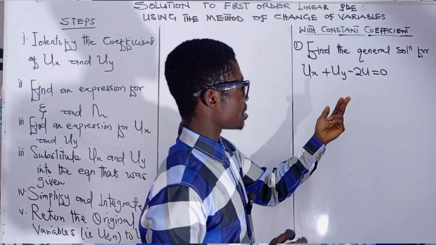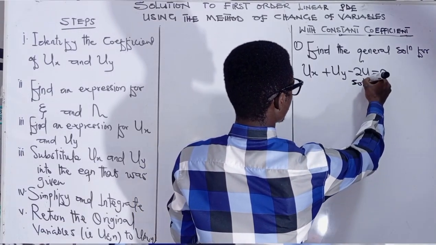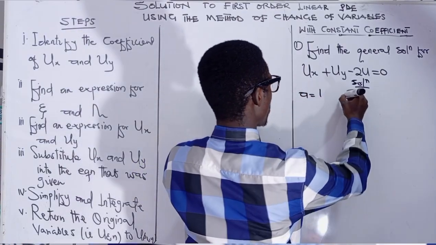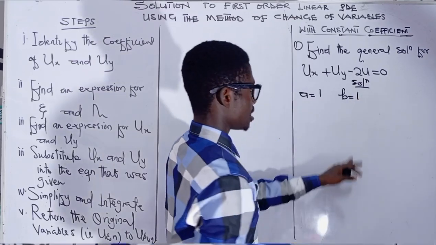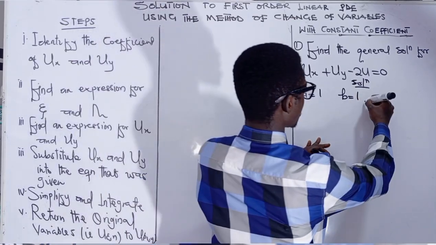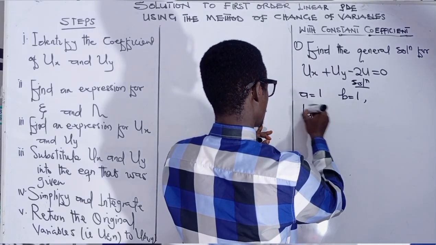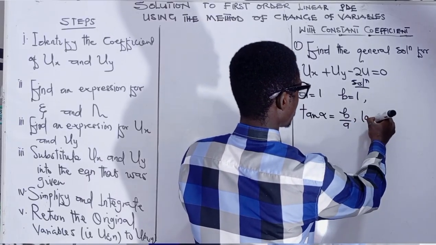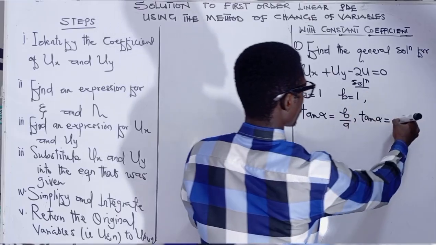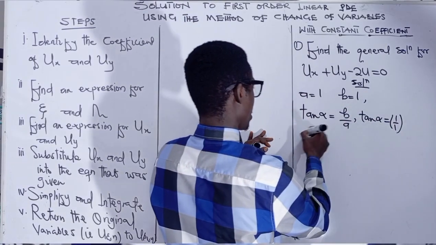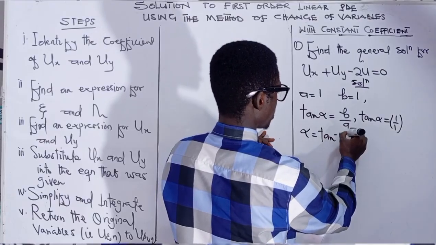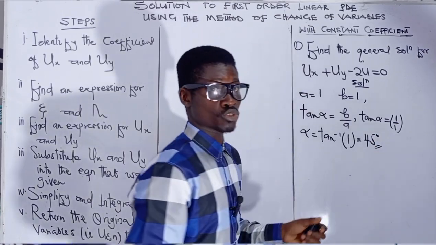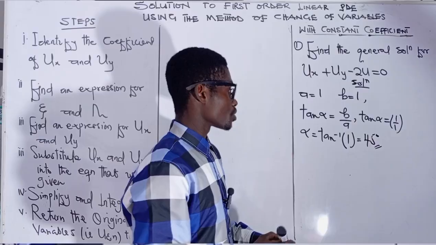So from the PDE that is given, our coefficient of ux is what? Our coefficient of ux is 1, so our a is equal to 1. Then the coefficient of uy is also 1. Very, very easy. Now once you have this, you find your alpha. And we know that tan alpha is equal to b all over a. So from here you can say that tan alpha is equal to 1 all over 1. So our alpha is given as tan inverse of 1, and that is going to give us 45 degrees. You can convert it to radians, or you can also leave it in degrees. So we have 45 degrees.